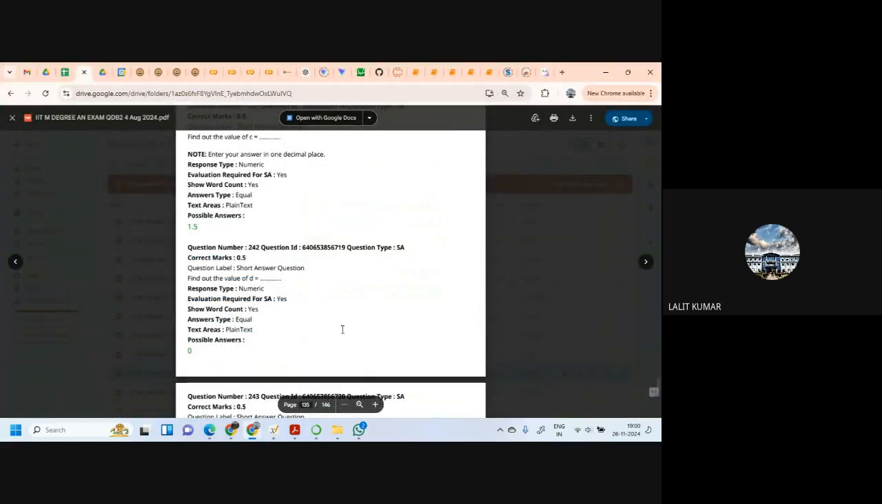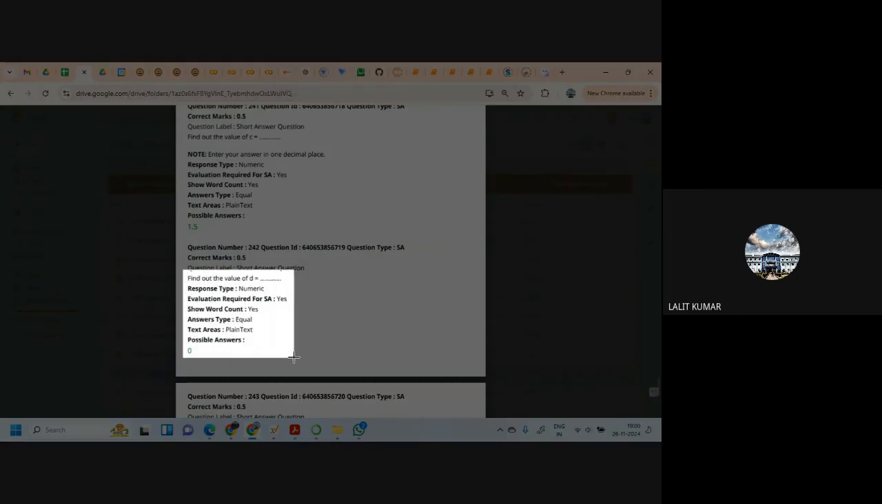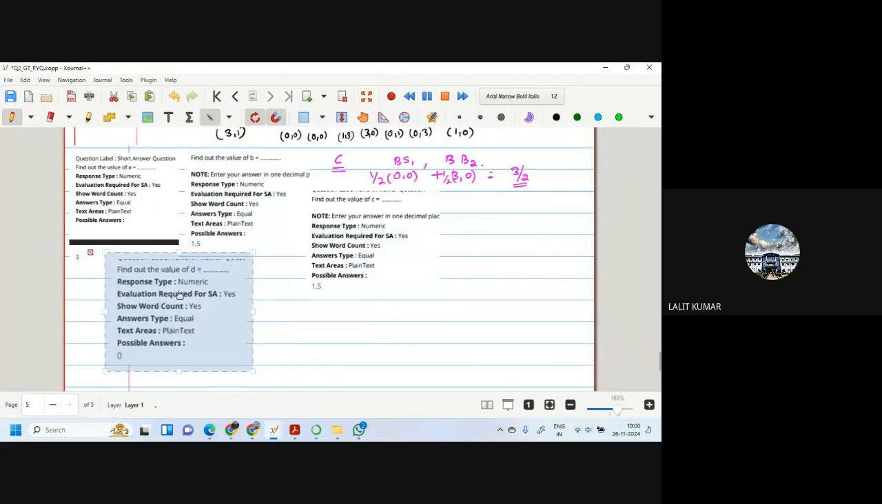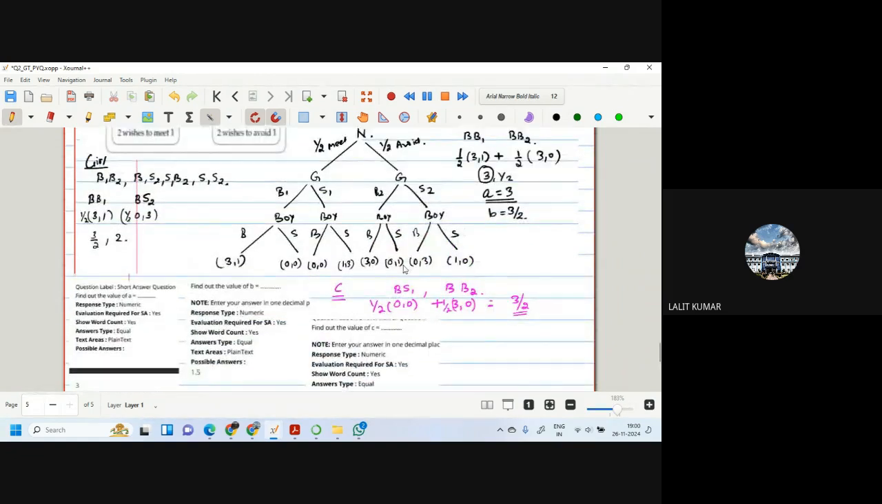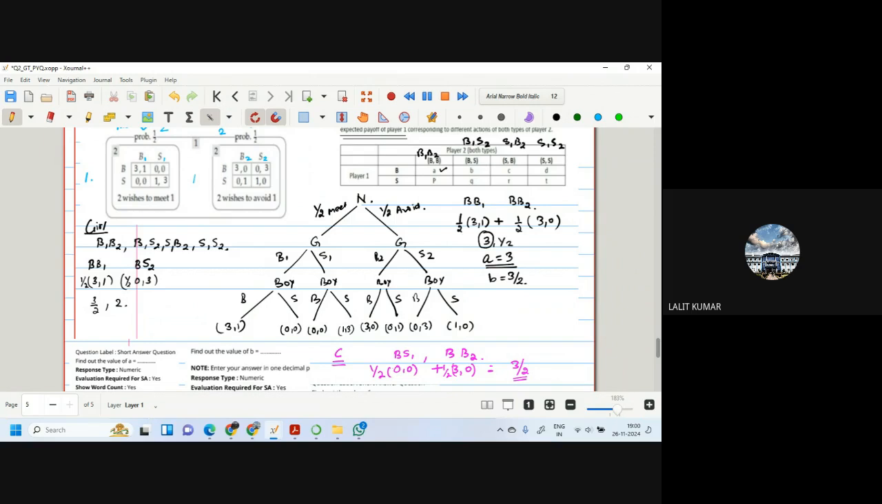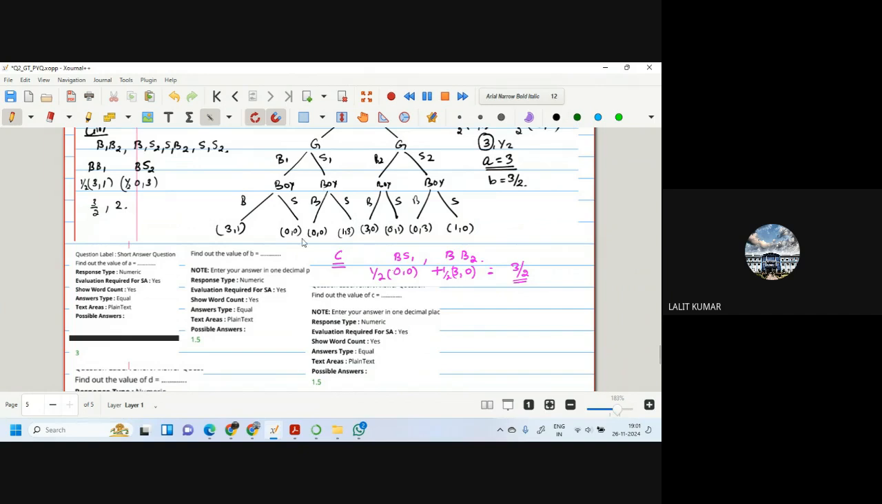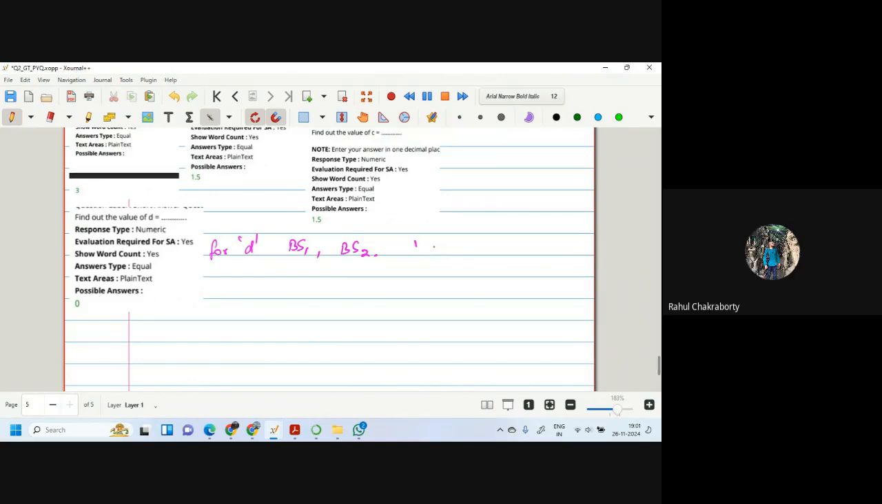Now what have they asked? Let's find D as well. Where is our D? For D it will be BS1, BS2. BS1, BS2. So B1 is 0, BS1 0 0 0 0, and B and S2 is 0 3. So half 0 0 plus half 0 3. So this will become 0 3/2. Therefore D is equal to 0.